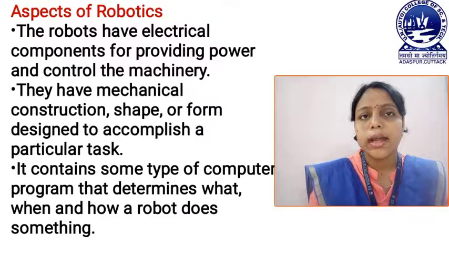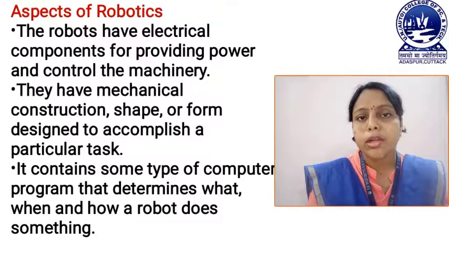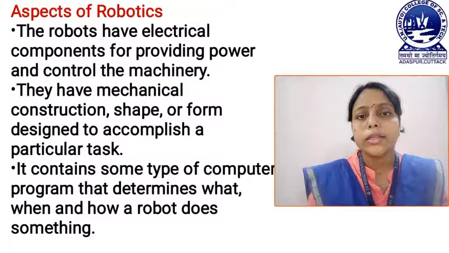Then next, they have mechanical construction, shape or form designed to accomplish a particular task. That means here we design a robot for performing a particular task by giving it some shape and construction. Next, it contains some type of computer program that determines what, when and how a robot does something. That means in this case the robot contains some computer programming, and according to that programming the robot performs its tasks.